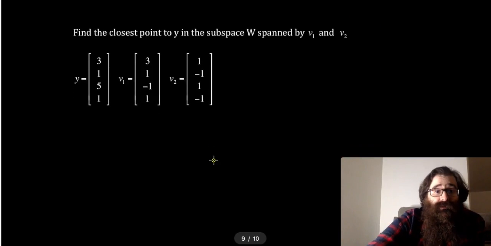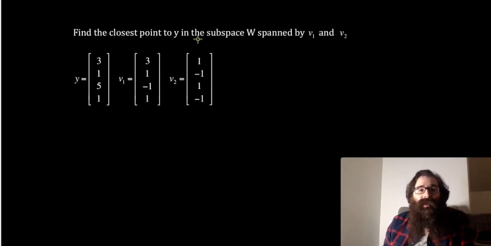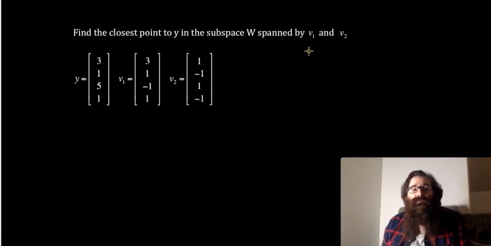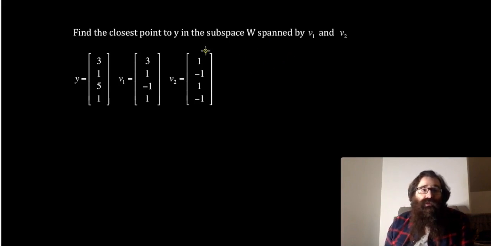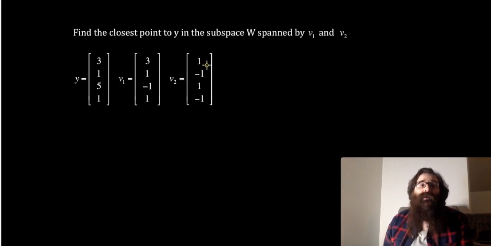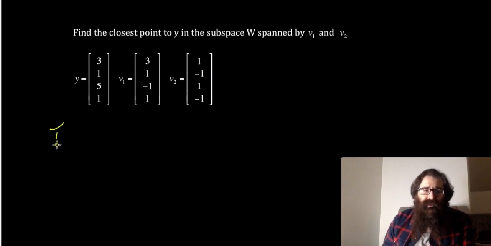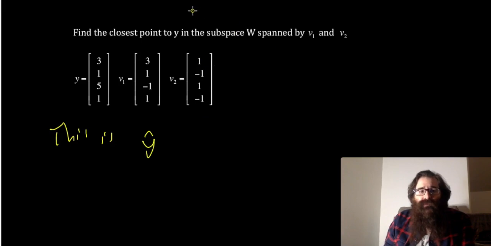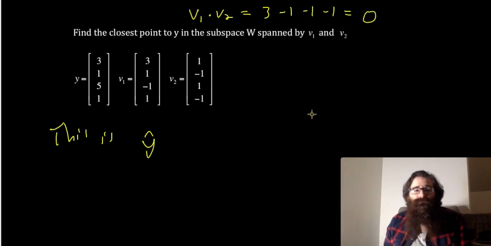Let's take a look at using this. So now we have a question that says, find the closest point to y in the subspace capital W spanned by v1 and v2. So with our best approximation theorem, we know that this is the projection. So the closest point to y in the subspace W spanned by v1 and v2 is going to be y hat. So we can start by saying this is y hat. Now let's check, of course, that v1 and v2 are orthogonal. If I dot them, 3 times 1 gives me 3. 1 times negative 1 gives me negative 1. Negative 1 times 1 gives me negative 1. 1 times negative 1 gives me negative 1. 3 minus 1 minus 1 minus 1 gives me 0.